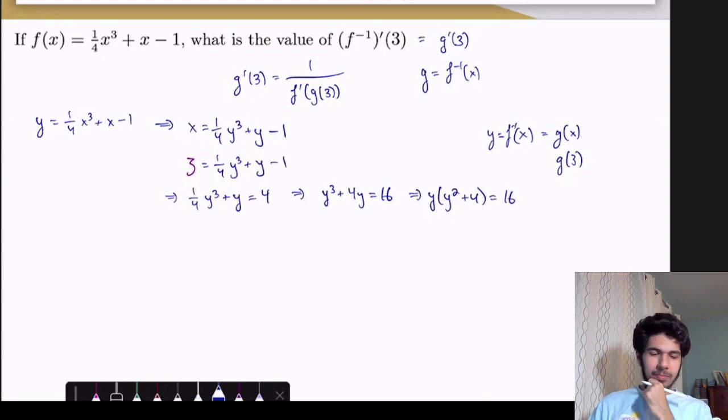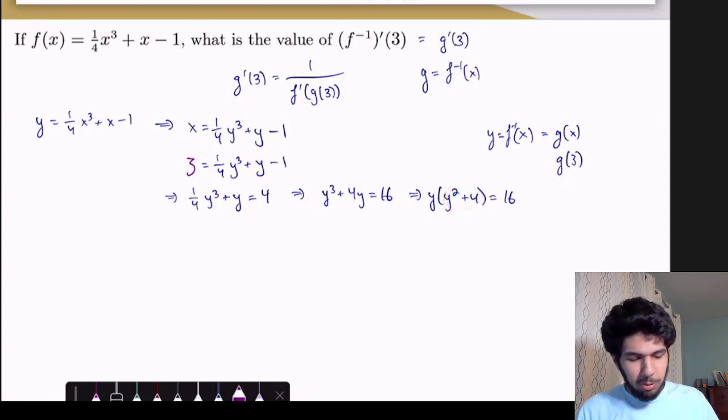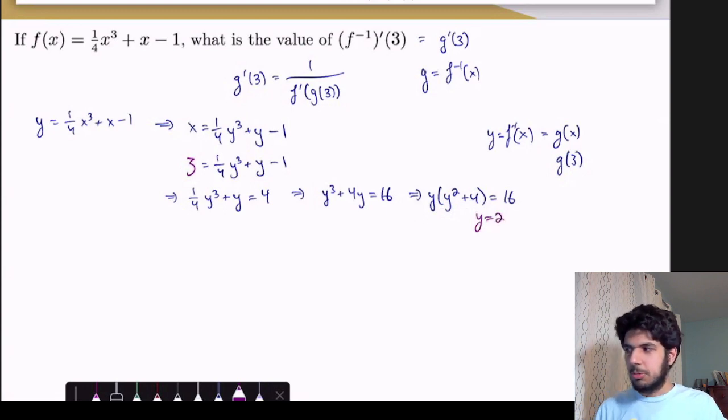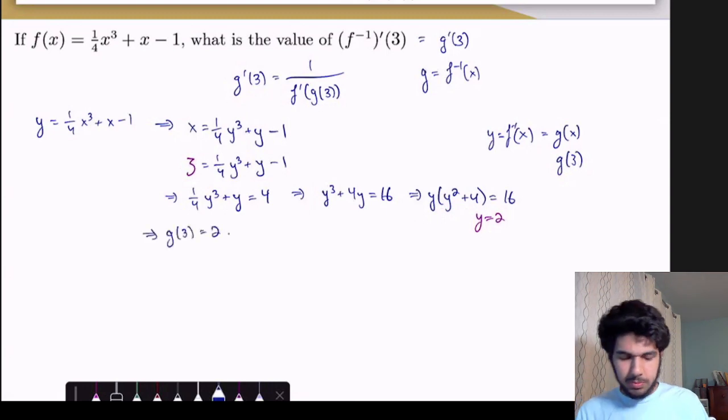There's a couple ways of solving this, but we can start thinking about what will happen. y squared is always going to be positive, so this quantity here will be positive. And what we see is when y equals 2, we get that expression equaling 16. So all of that to say that g of 3 equals 2.